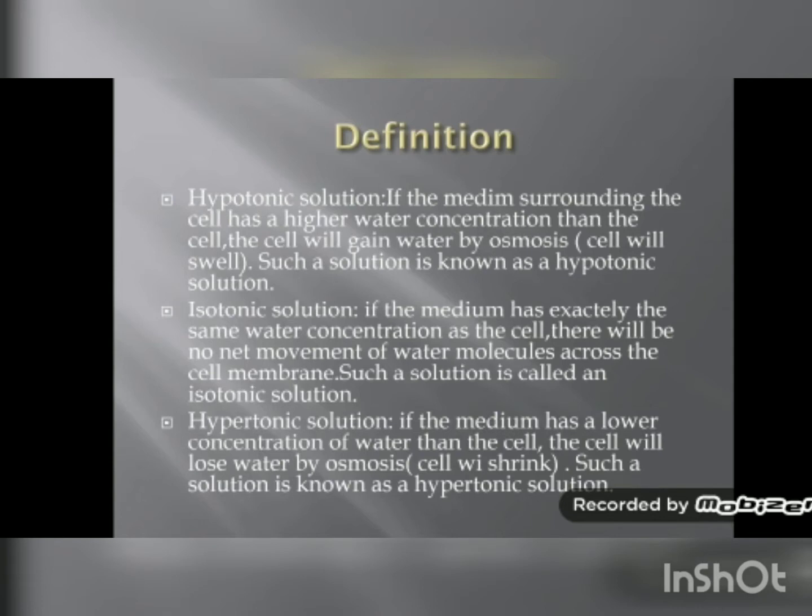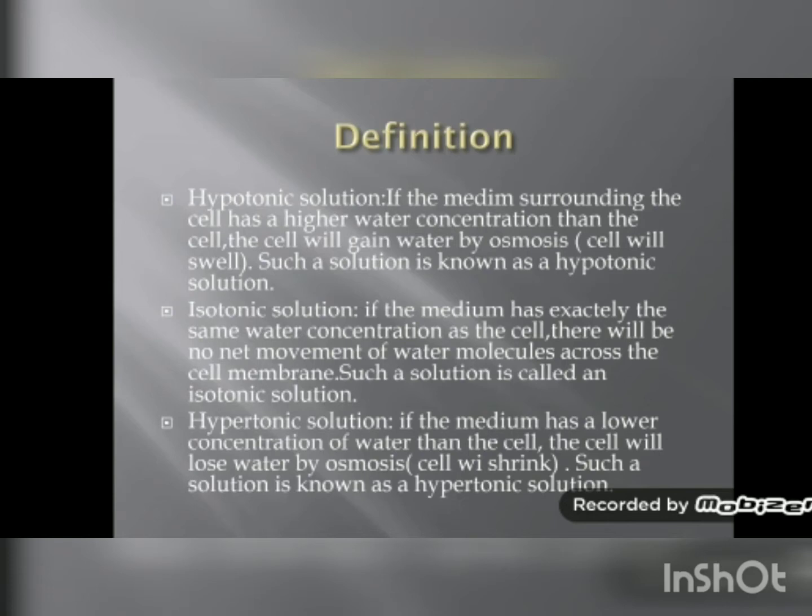If the medium surrounding the cell has a higher water concentration, then the cell will gain water by osmosis. That is, when the cell gains water, obviously the cell will swell. Such a solution is known as hypotonic solution. So you have to remember that in hypotonic solution the medium surrounding the cell has higher water concentration than the cell.